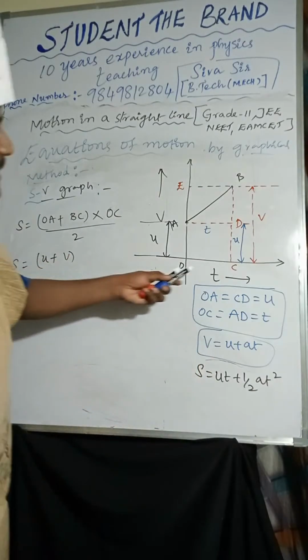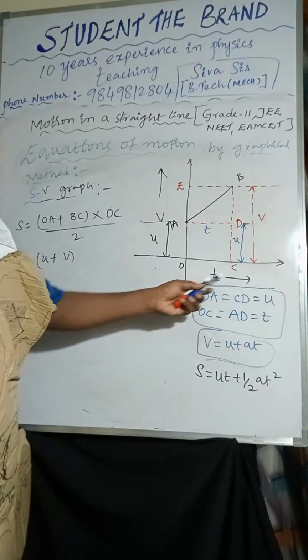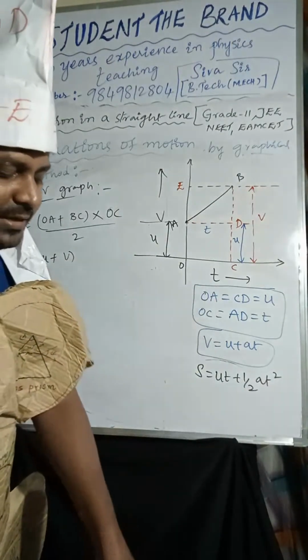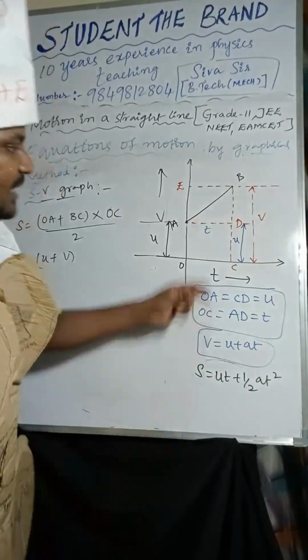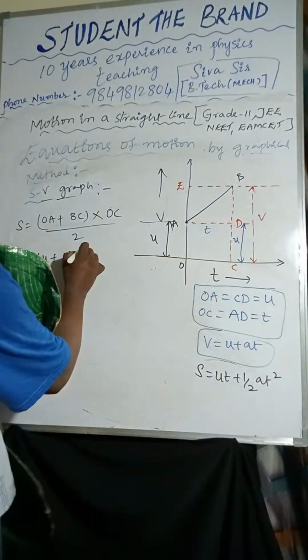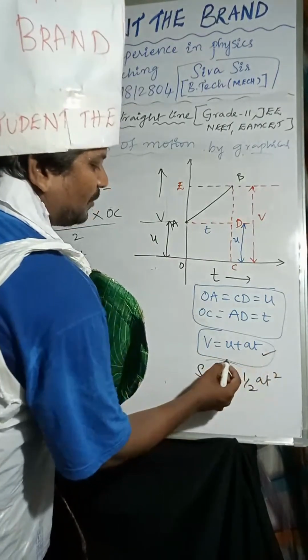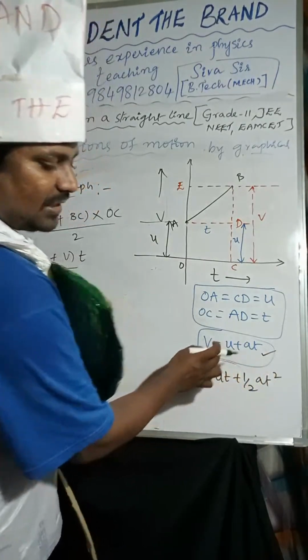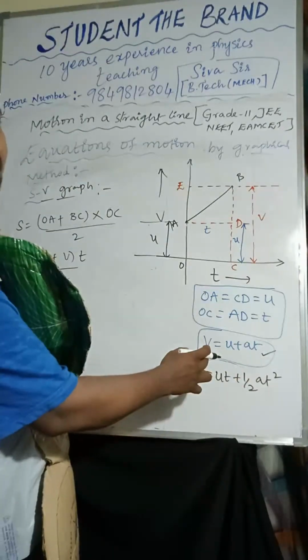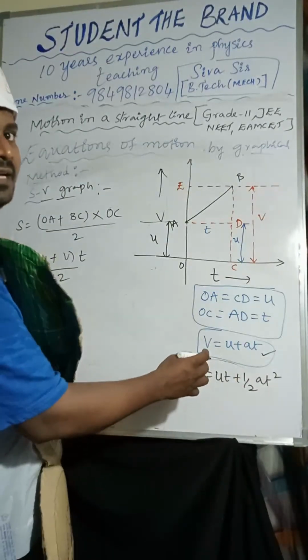And OC is nothing but how much? What is the value of OC? OC equal to T. T by 2. But here from this equation, from the first equation of motion, what is time? From this how can we take time?